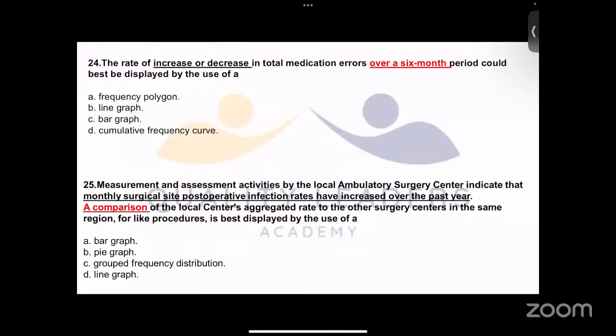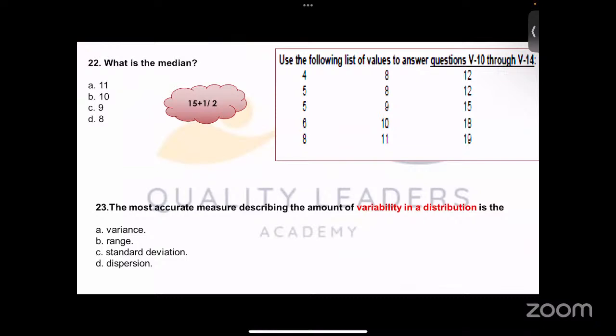Okay, number 20. Where are we now? 23, I'm sorry. Okay, number 22. What is the median? A, 11, B, 10, C, 9, D, 8. So how do we calculate the median? It is the middle value after sorting the data. So first, we have to sort all the data. Is the data already sorted? Yes, it is already sorted here in our table.